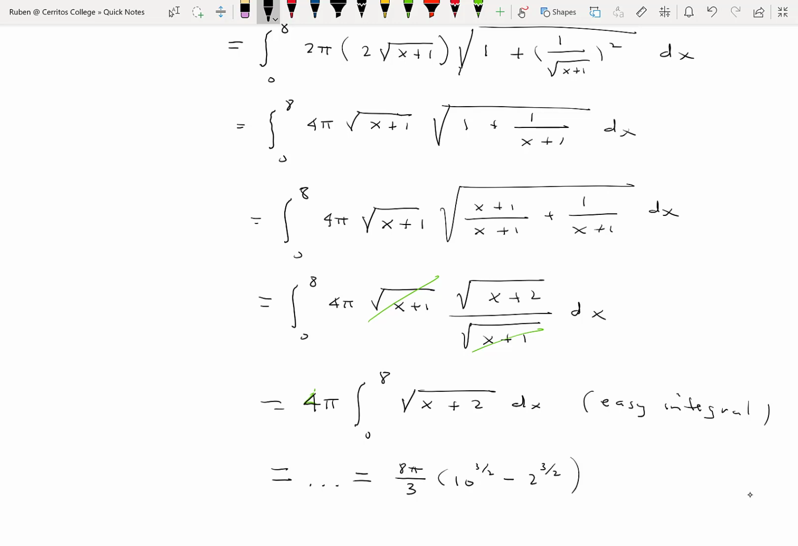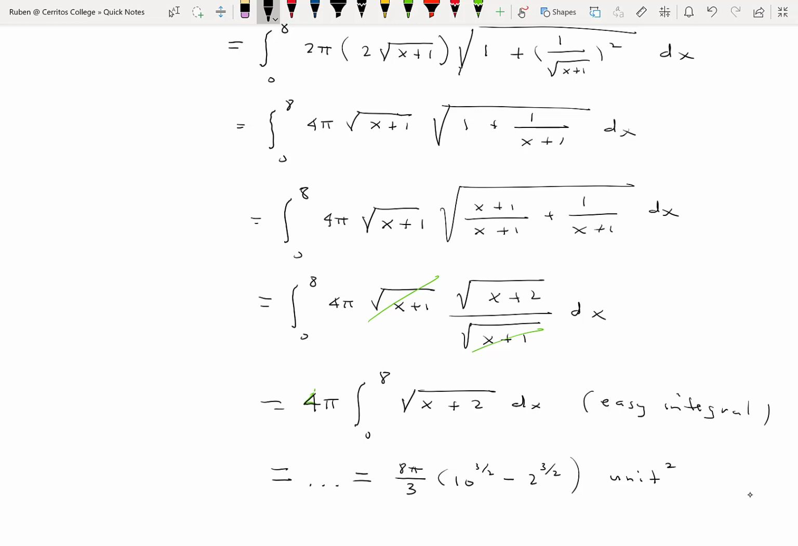And just like with arc length in the last section, we have units to associate here. So what are the units? Well, what are we finding? We're finding surface area, so our units are square units. Cubic units? No, square units, sorry. Surface area, square units.